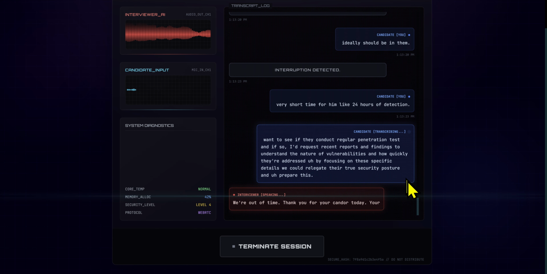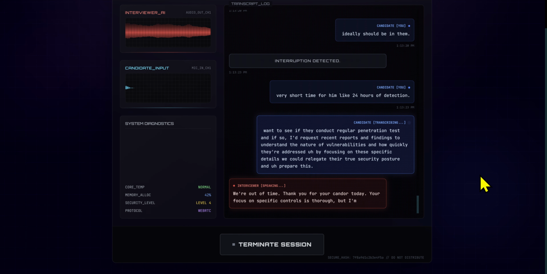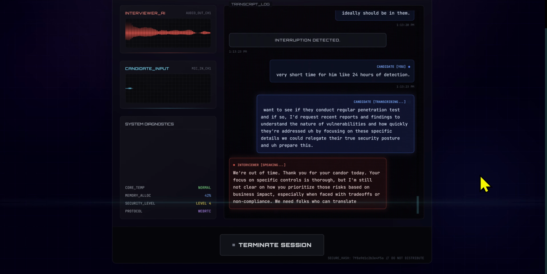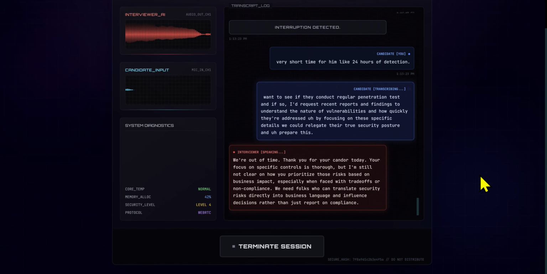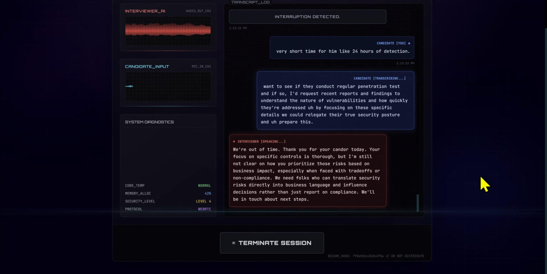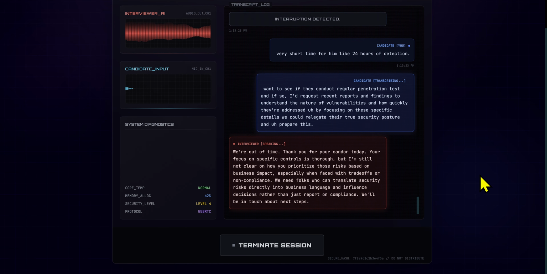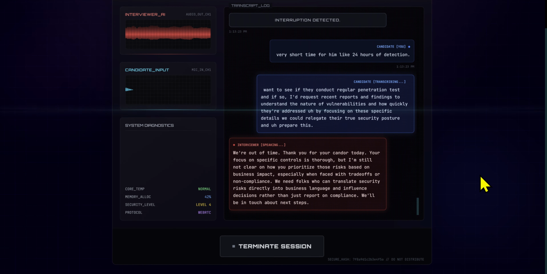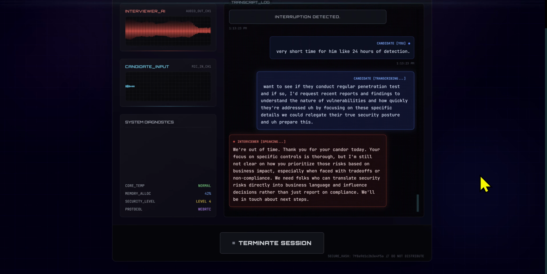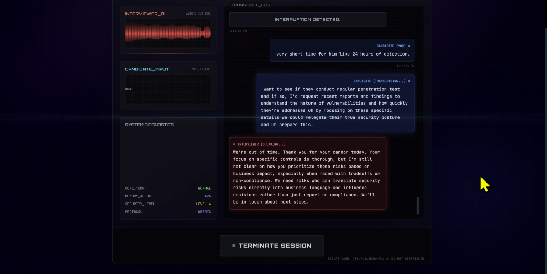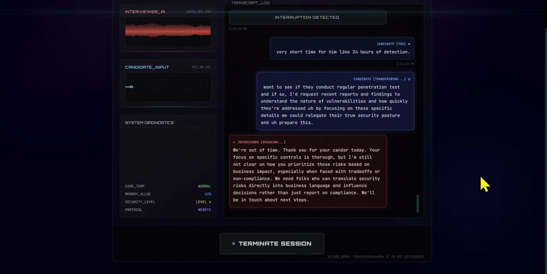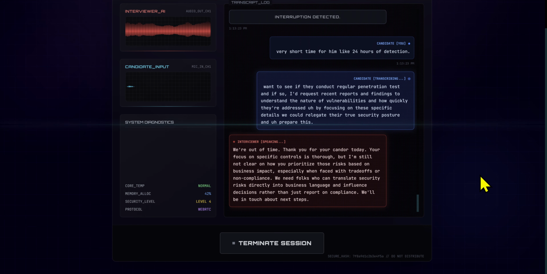We're out of time now. Thank you for your candor today. Your focus on specific controls is thorough, but I'm still not clear on how you prioritize those risks based on business impact, especially when faced with trade-offs or non-compliance. We need folks who can translate security risks directly into business language and influence decisions rather than just report on compliance. We'll be in touch about next steps.